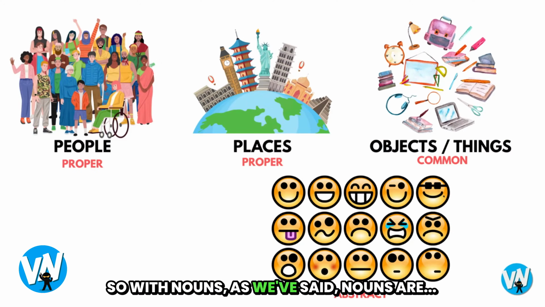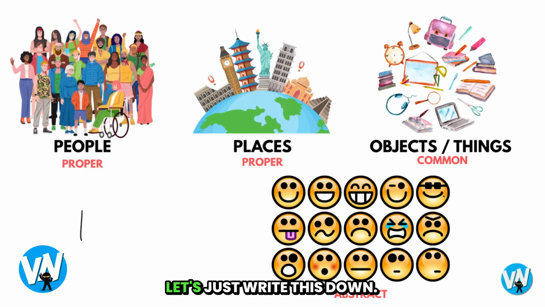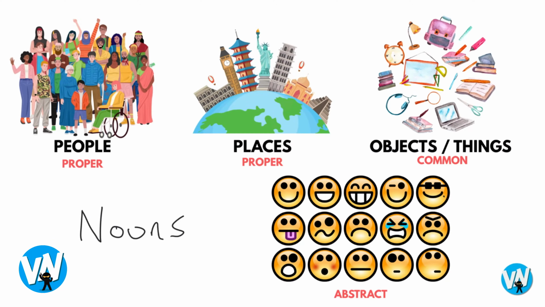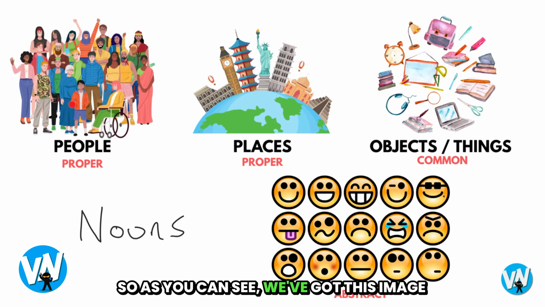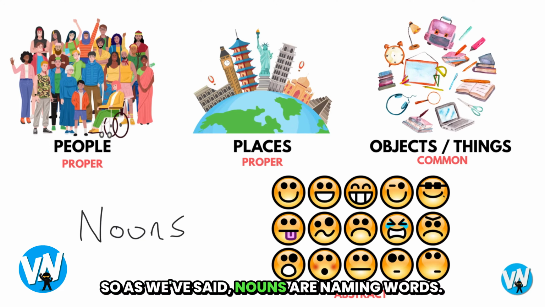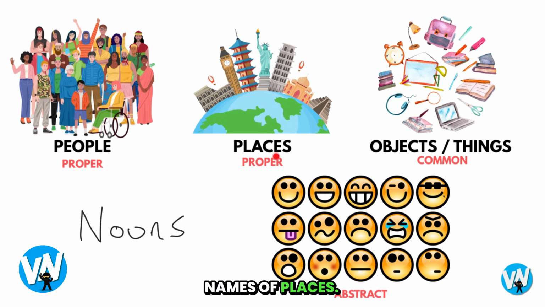So with nouns, as we've said, let's just write this down, nouns are people. Okay, so that is their names. As you can see, we've got this image here. As we've said, nouns are naming words. So all nouns that we're going to cover will be naming something within the sentence, okay? So we're often looking out for people and their names, which will always have capital letters, regardless of someone's name, and we know that. The second thing we're looking for are the names of places, okay?